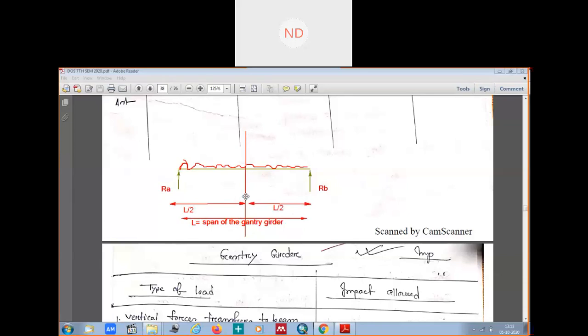Now here, this is the self weight of the gantry girder plus your rail weight will also come, because the rail is above the gantry girder, right? So this UDL over the gantry girder will be the self weight of the gantry girder as well as the rail sections which are above the gantry girder. Now, where in the gantry girder is your maximum bending moment?